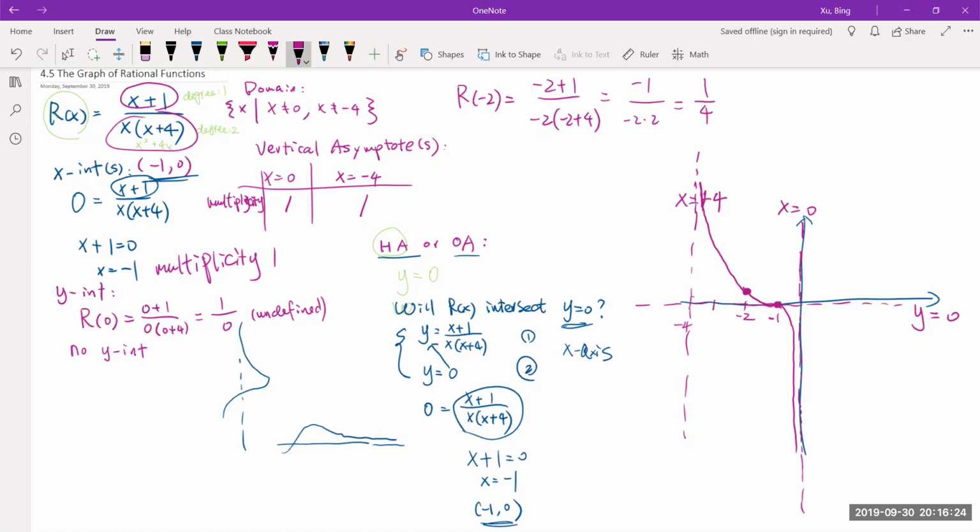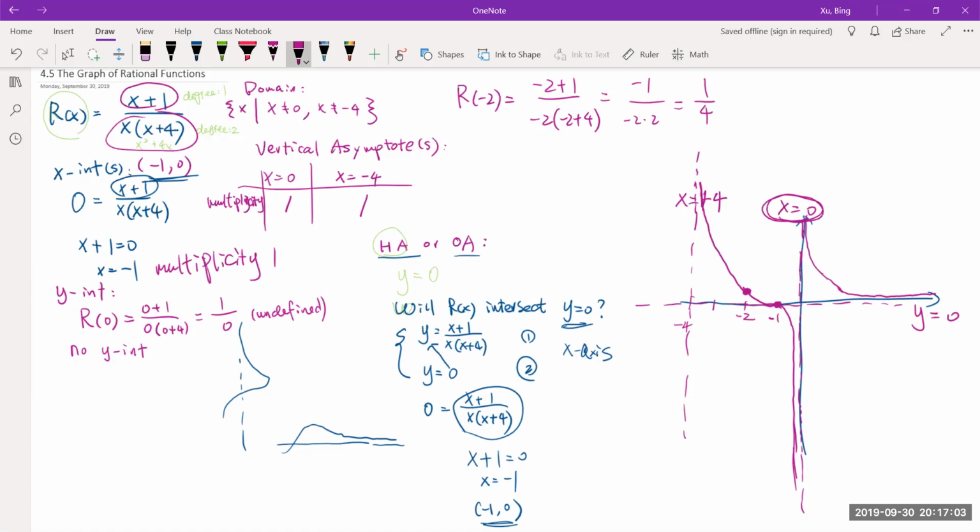Okay, so now the multiplicity for x equals 0 is odd, right? That means on the left side and the right side of the vertical asymptote, the graph will go in different directions. So since on the left side this is going down, on the right side your graph is going up. And since your graph won't cross the x-axis anymore, as x goes to infinity, it will get closer and closer to y equals 0. Okay.